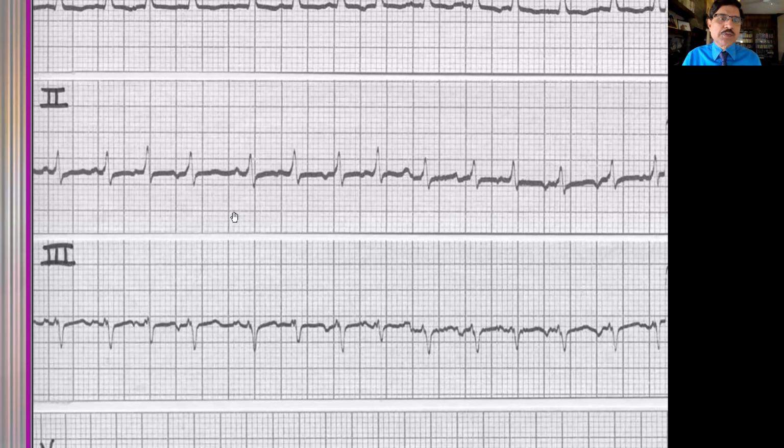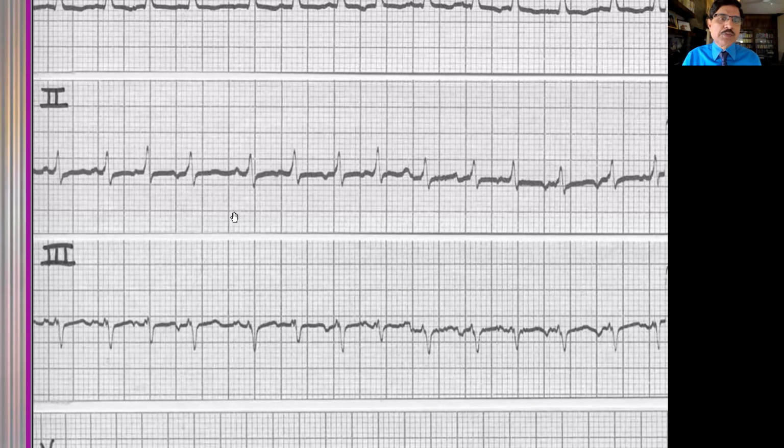AVNRT, AVRT, SART. Mainly you have to learn these three things. Atrioventricular nodal reentrant tachycardia, atrioventricular reciprocating tachycardia, sinoatrial reentrant tachycardia. So the first two are related to the AV node. The third one is of course the sinus impulse re-entering through the atria and another pathway. We will see AVNRT first.